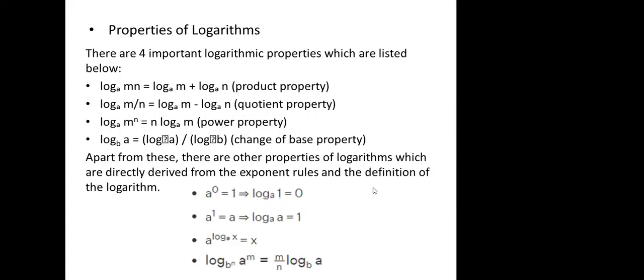Now we have the properties of logarithms. There are 4 important logarithm properties. We have the product property, the logarithm of m times n with base a. We get the logarithm with the same base of m plus the logarithm of n. So when we have multiplication of m and n, we just sum them. If we have division here, we subtract them.